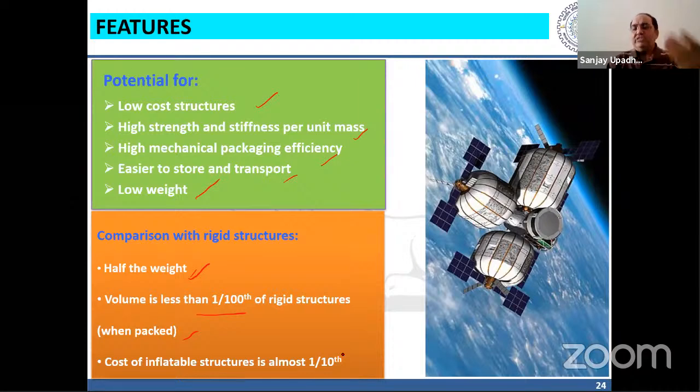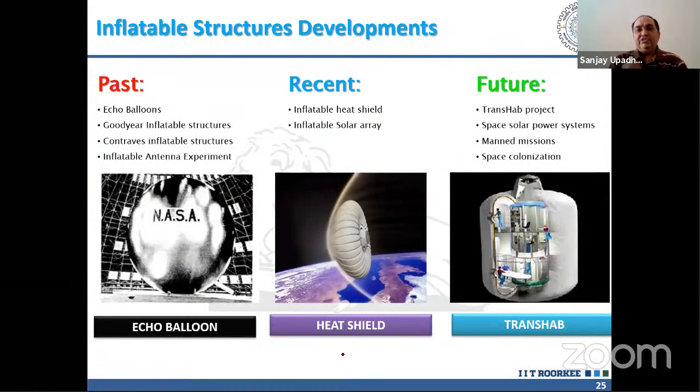1/10 means a lot, because per kg the cost is 10 to 15 lakh. If you compare that with the weight of space shuttles, which is in tons, we can directly reduce a lot of cost. So these are the potential features of inflatable structures, and that's why it is used.